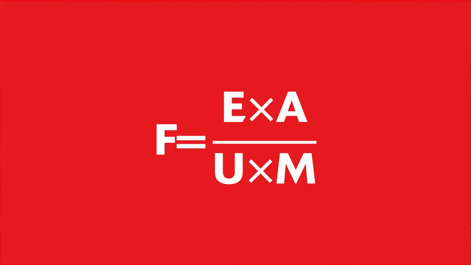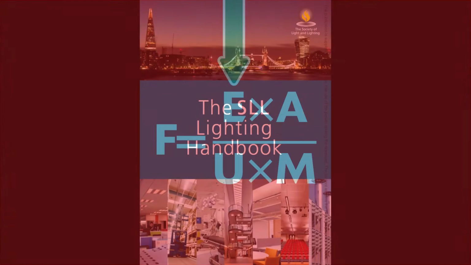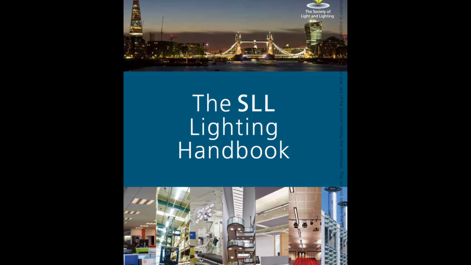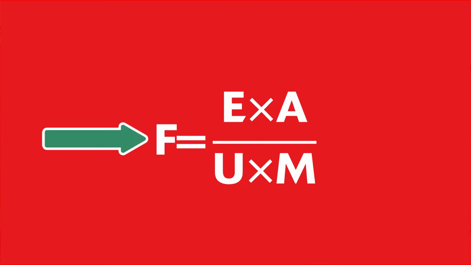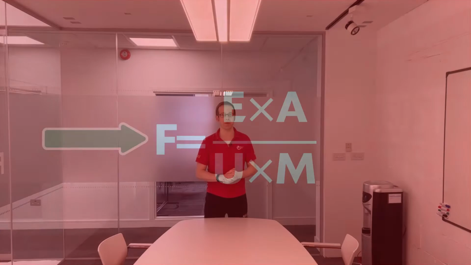Finally, we come to the required illuminance or lux level. This is found by consulting lighting guides like ones from the SLL. So here we're starting with a required level of lighting, multiplying it by the area of the space, and then dividing it by the factors for utilisation and maintenance of the space. This then gives the lumens required for that particular environment.